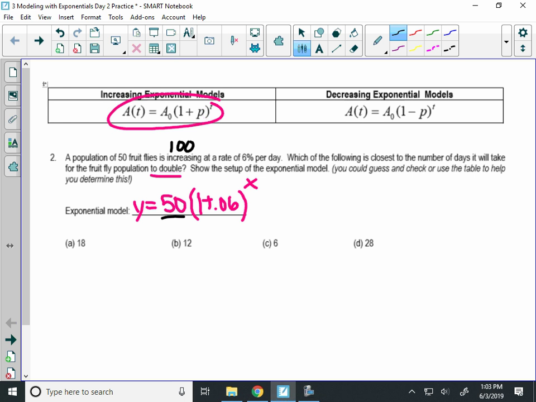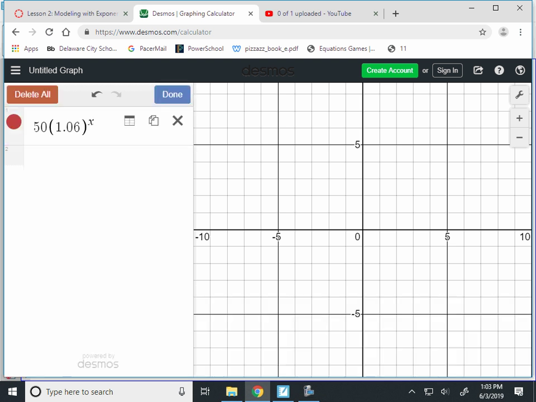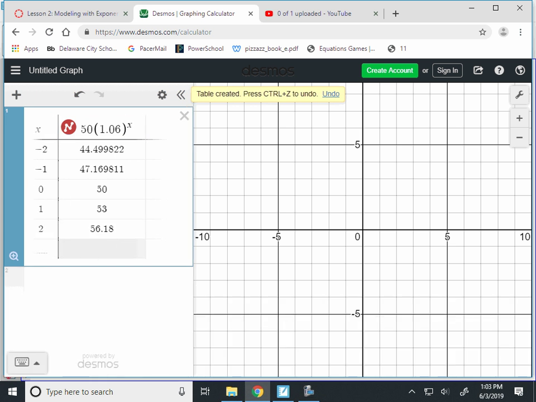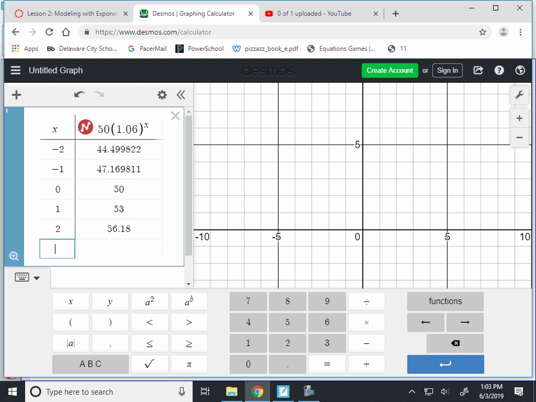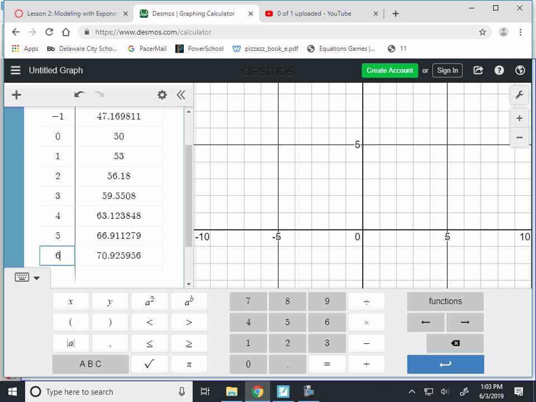So, a couple things you could do. I would just make a table on Desmos and figure out which number is closest. So let's try this: 50 times 1.06, or 1 plus 0.06, to the x power. Now, if I make a table, I want to see until my right column gets to be 100. So I'm just going to go through here and add in 3, 4, 5, 6, not quite to 100. So I'm just going to keep going.